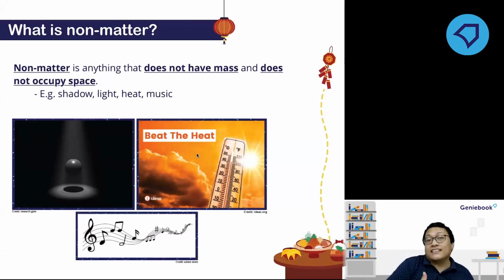Same thing for heat. Heat is not matter, because heat doesn't have mass and doesn't occupy space. Then your own reflection in the mirror. When you see your own reflection in the mirror, is it matter? No. Why? Because my reflection doesn't have mass and doesn't occupy space. That's how you explain.